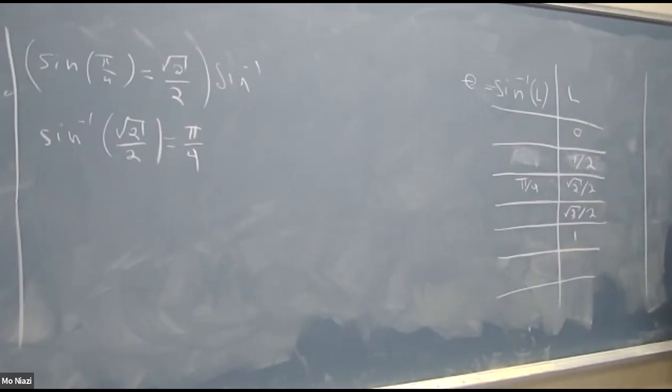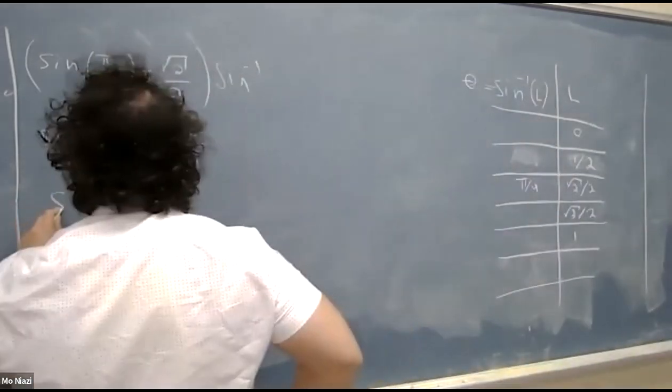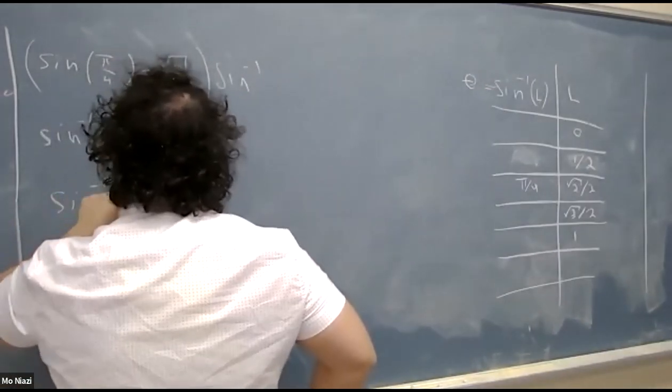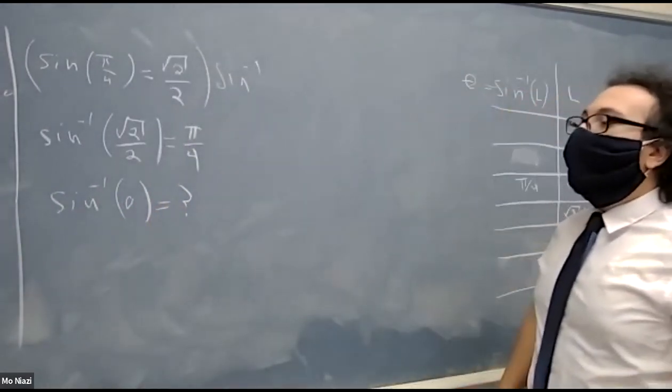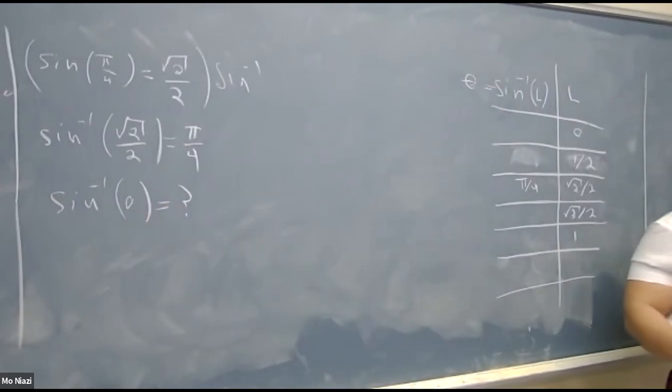So now, instead of inputting an angle into sine and outputting a length, we're inputting a length into sine inverse and outputting an angle. So what would be the sine inverse of 0? It's an angle. It's asking you a question. It's saying at what angle, or at what angles, plural, does sine evaluate to equal 0? What angle, if I feed sine, it spits out a 0? Or what angles, plural?